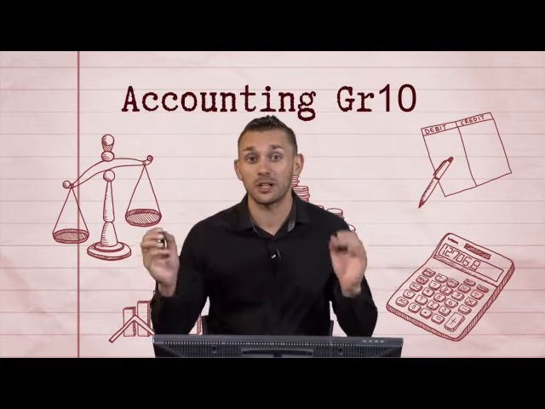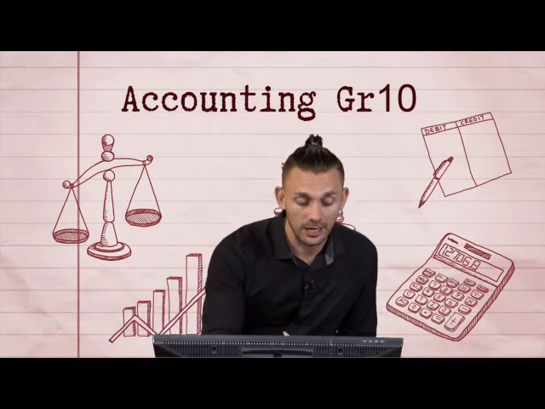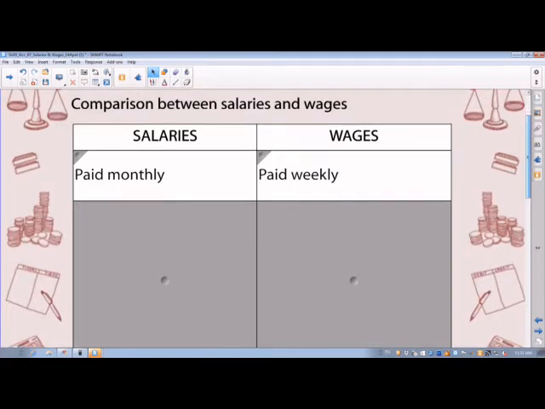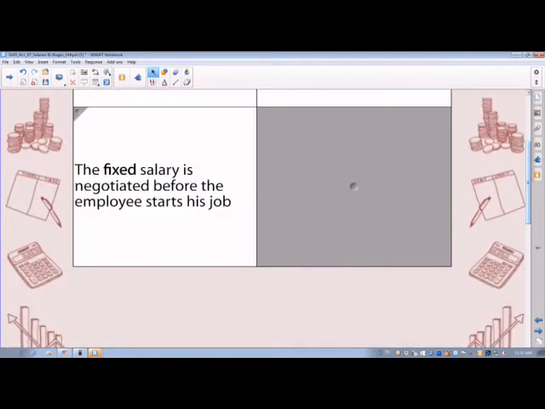Okay guys, let's quickly compare salaries with wages. What's the main difference? A salary will be paid monthly. Wages will be paid weekly. But now I just want to quickly emphasize, if I say bi-weekly, that means that I pay every second week. Then another one, a salary is a fixed amount and is negotiated before the employee starts his job.